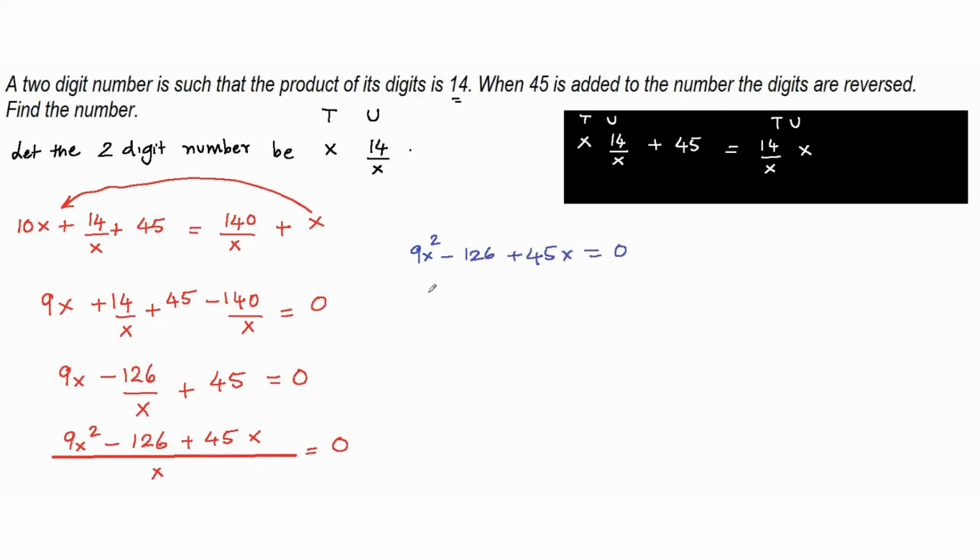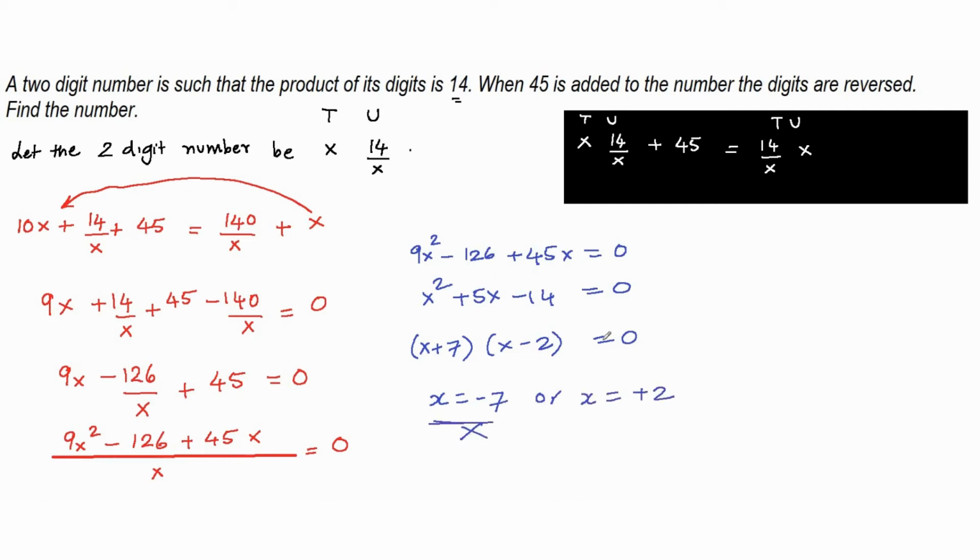Dividing throughout by 9, I get x square plus 5x minus 14 is equal to 0. So now I should solve this quadratic equation. This is x plus 7 into x minus 2 is equal to 0, which means x is minus 7 or x is positive 2. Now the digit cannot be negative, right? X is a digit after all, it cannot be negative. So the digit is 2, right?